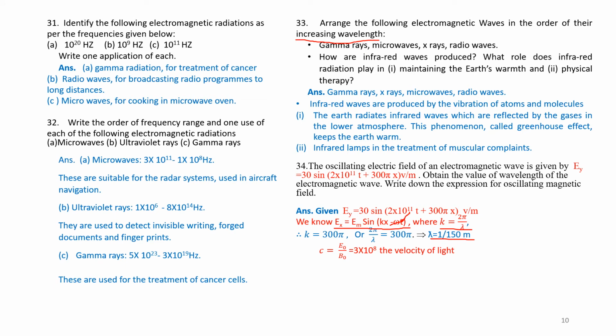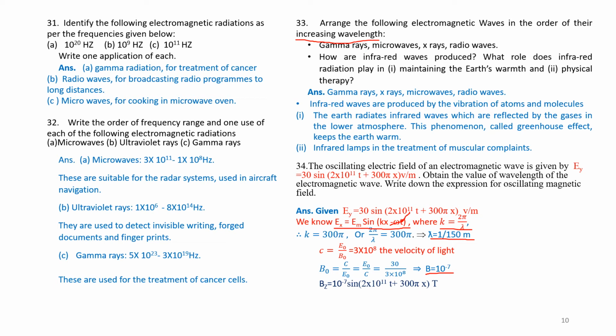And c is given by E naught by B naught. That is the standard formula we know, where c is 3 into 10 to the power of 8, the velocity of light. Therefore, from this equation we can calculate B naught. B naught is equal to E naught by c. E naught is given as 30, you see here Em is 30, and c is 3 into 10 to the power of 8. Simplifying, we get B naught equal to 10 to the power of minus 7.